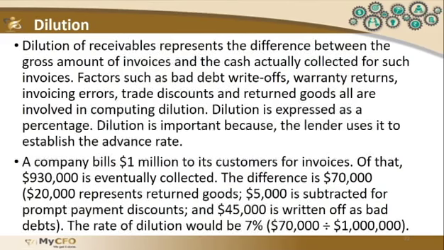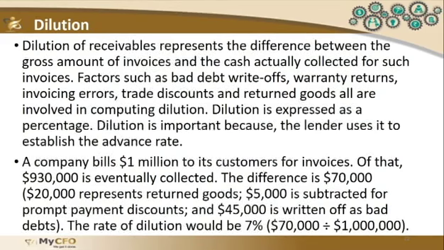So I'm going to try to demonstrate this terminology with an example. A company, for example, bills $1 million to its customers for invoices. Of that, $930,000 is eventually collected. So I have not collected $70,000. $20,000 is on account of returned goods, $5,000 is subtracted for an early payment discount, and say another $45,000 is a bad debt write-off. So in total, I have collected $70,000 less. So the dilution in this case is $70,000 divided by $1 million, which will be 7% dilution.